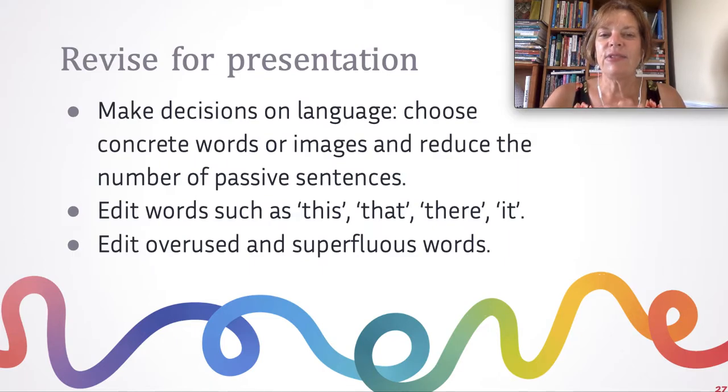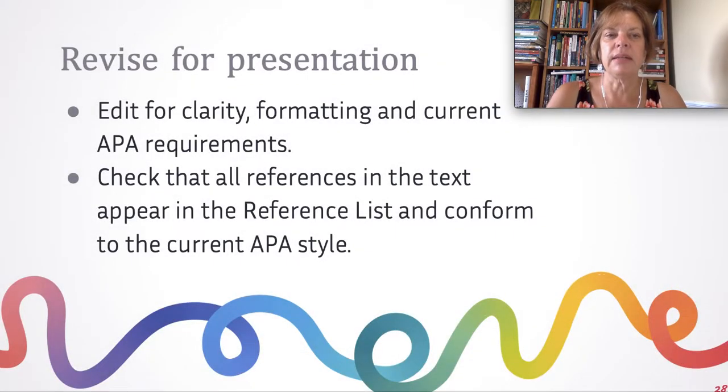And then edit for vagueness. So things like this, that, there, it. Go through, search for them, and change them or remove them if you can. And then look for words like "in order to," and where you say "utilize" instead of "use." So words that we don't really need, go through and see if you have any of those and take those out, because that will clean up your writing and make it much clearer.